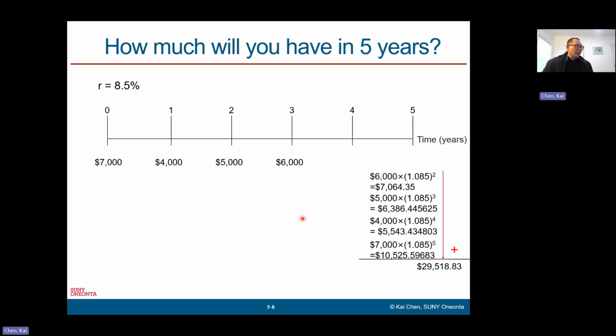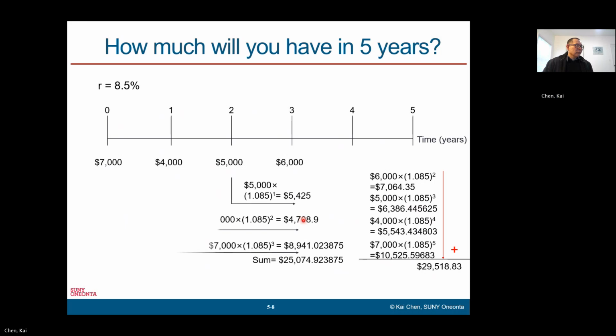Now let's review the result from the first question. This is what we did in the previous slides. Now we know that at the end of year 3, in your bank account you have $25,074.92. Then you keep this amount of dollars in your bank account for another 2 years.